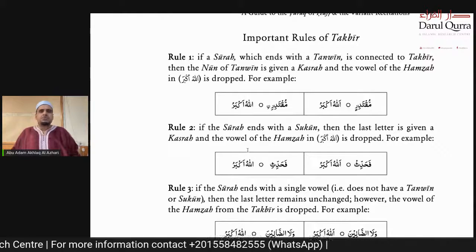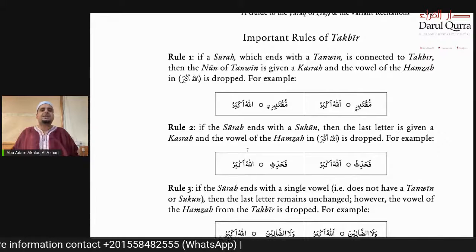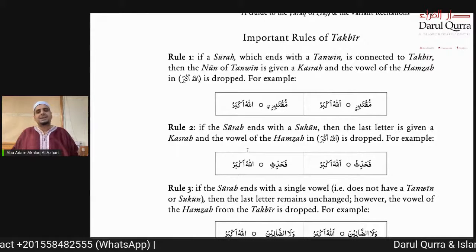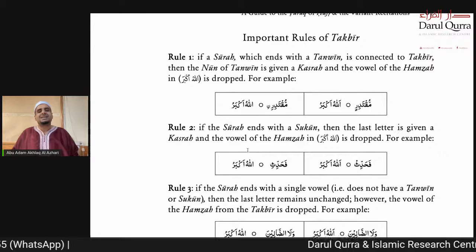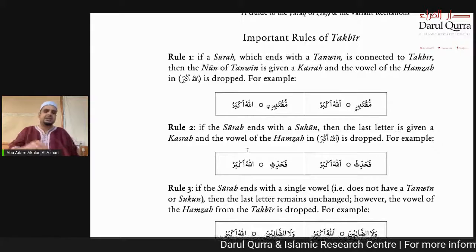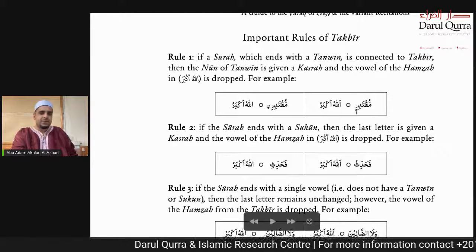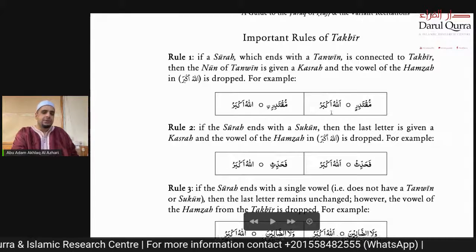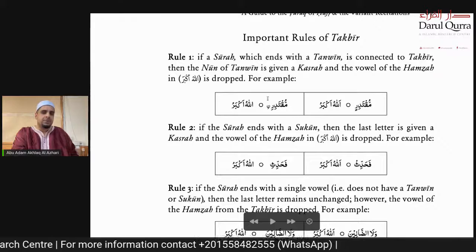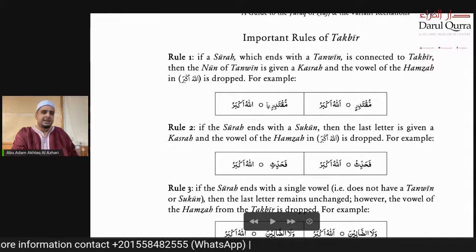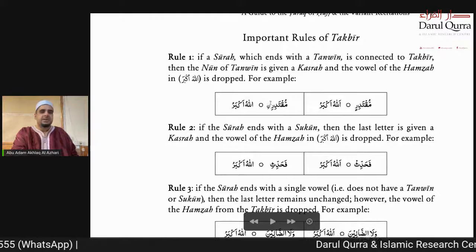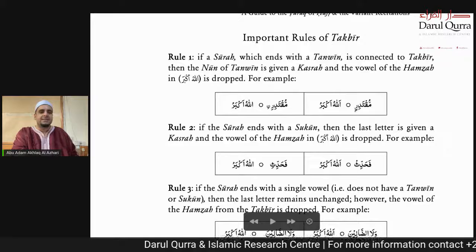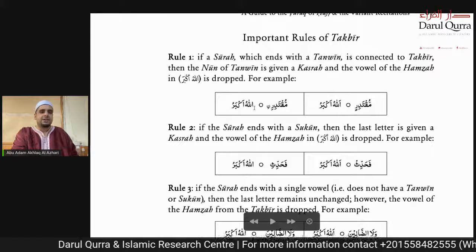For example, muqtadirin. So there's a tanween here. If you open this tanween up, it will be written as this: ra, kasra, noon, rin. So this is a silent noon. And then you've got Allah.